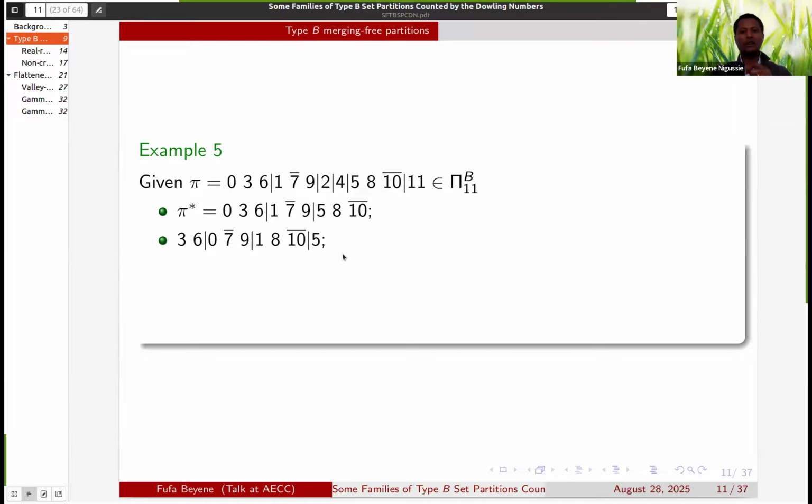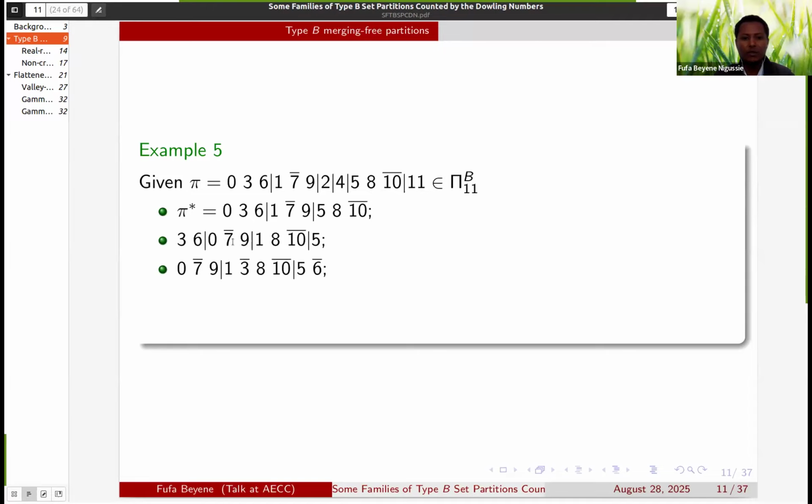So this is the resulting partition. And then we move elements of the 0 block. There are 3 and 6 in the 0 block, which are different from 0. So each of them will be moved to the rightmost block with minimal element less than them.